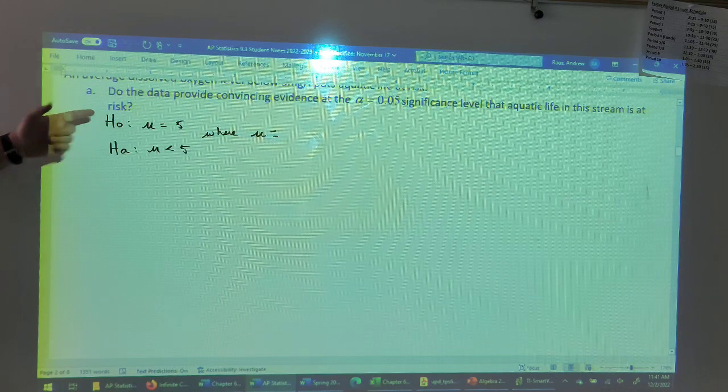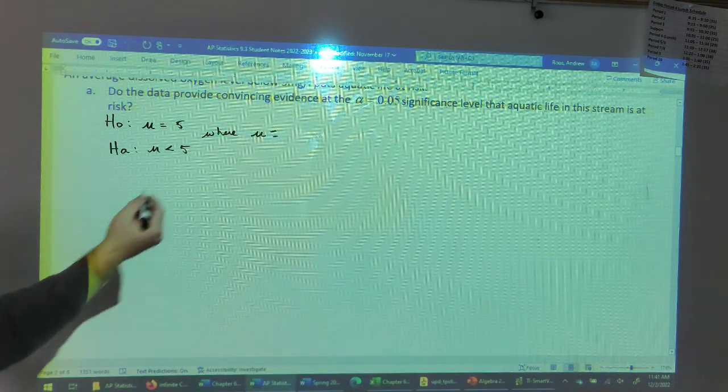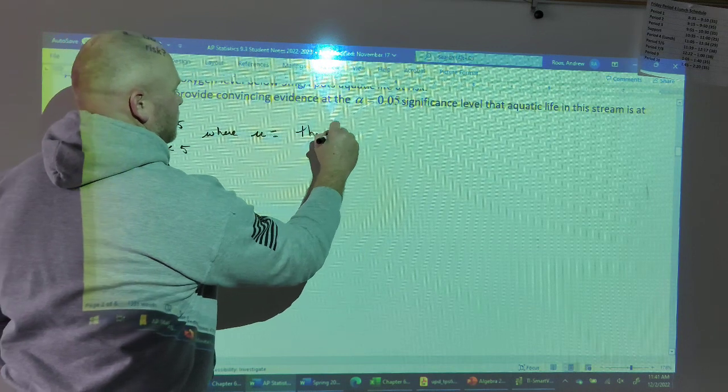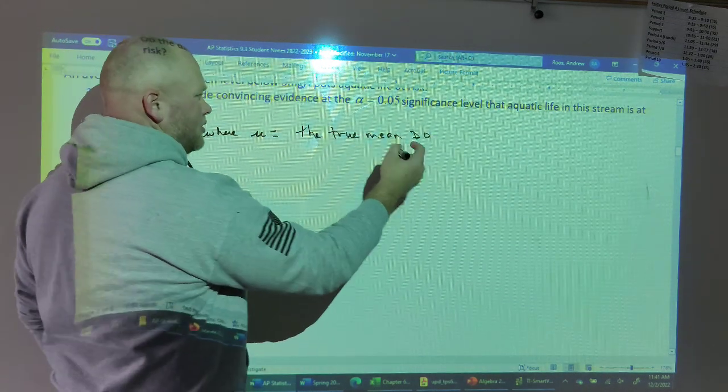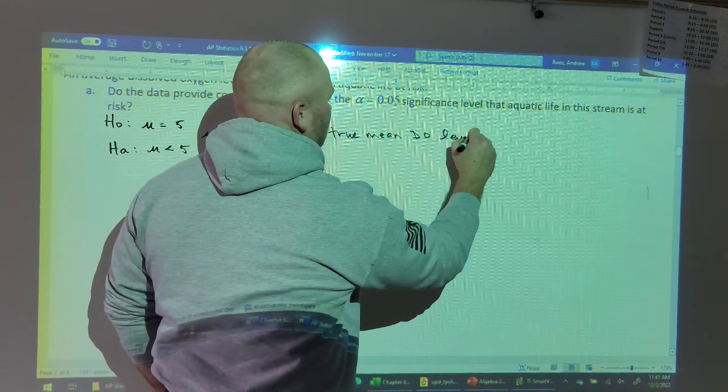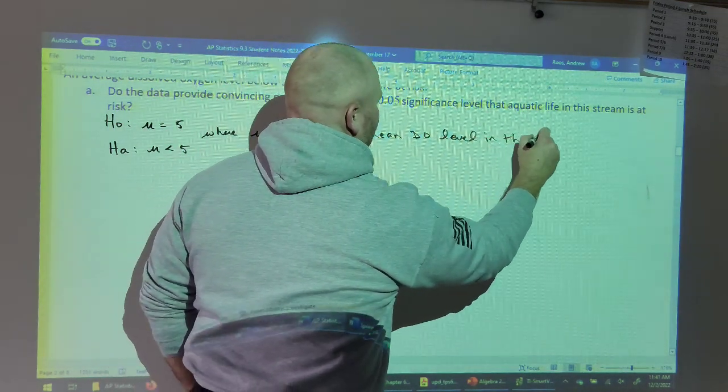So we got H0, Ha, and we got to define the parameter. So in this case, mu would be the true mean dissolved oxygen, or DO level, in this stream.